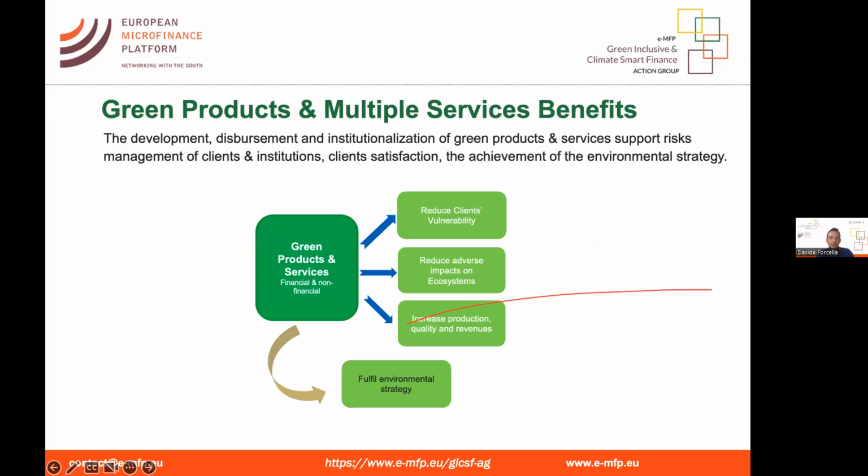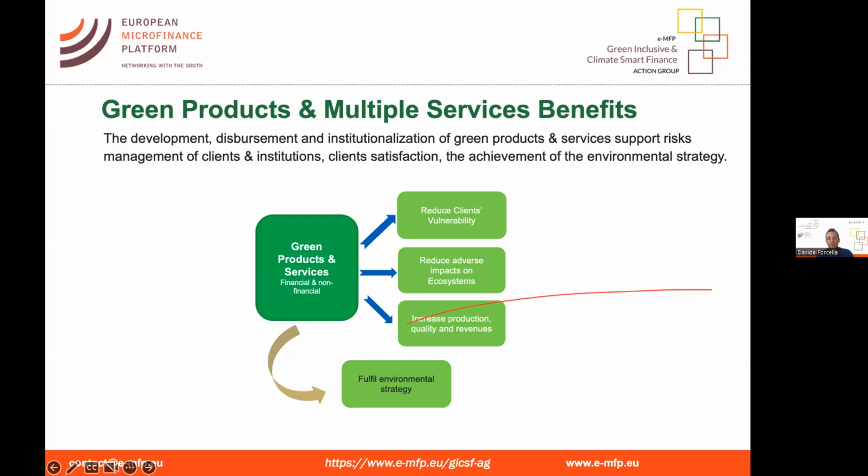It is important already today to understand that green products and services could be financial and non-financial, and typically aim for a triple bottom line: reduce clients' vulnerability to the problems we discussed before, reduce adverse environmental impact on the ecosystem or promote better practices, as well as increase production, quality, and revenue. So these are the three dimensions we just discussed, and through that, fulfill the environmental strategy of the institution.